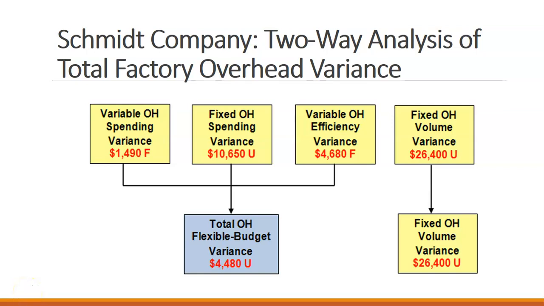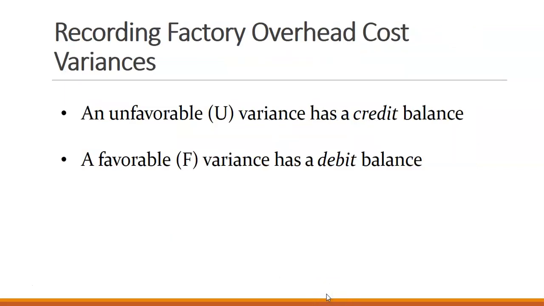When we look at the two-way analysis of total factory overhead variance using our Schmidt company numbers, we've taken the four-way analysis that is in the top row and reduced it to two variances. When we're looking at variance analysis as a whole, an unfavorable overhead variance has a credit balance and a favorable overhead variance has a debit balance.